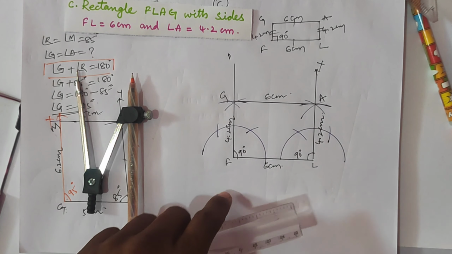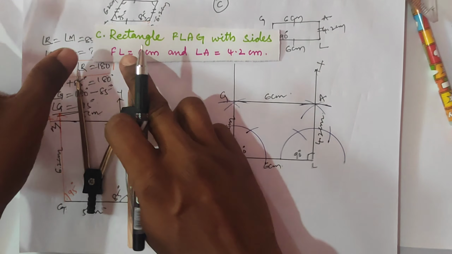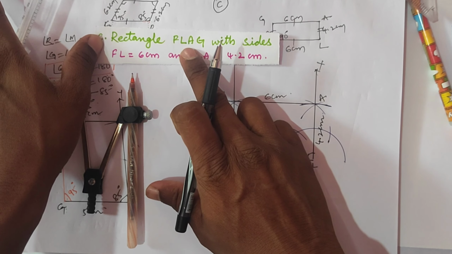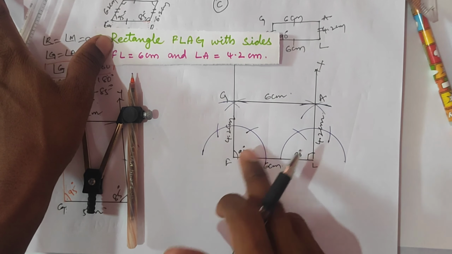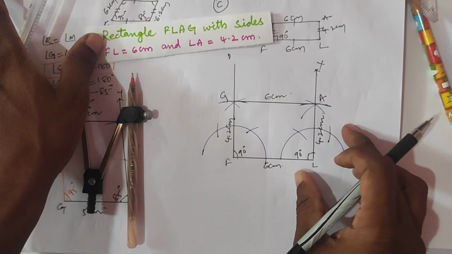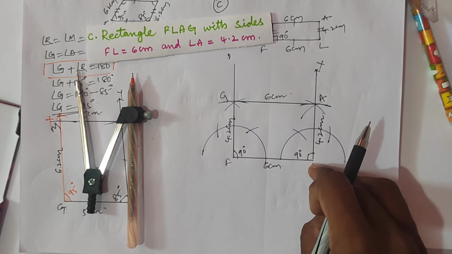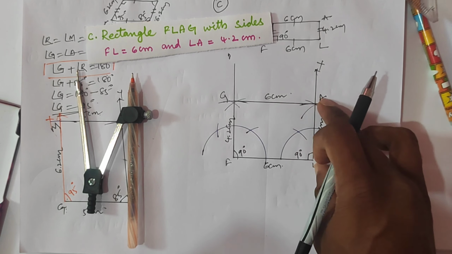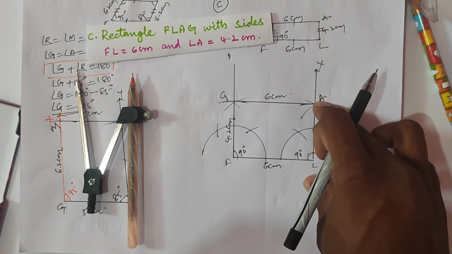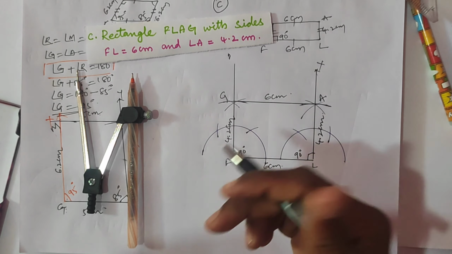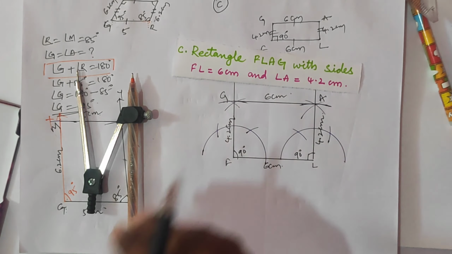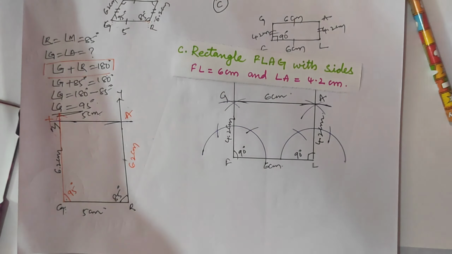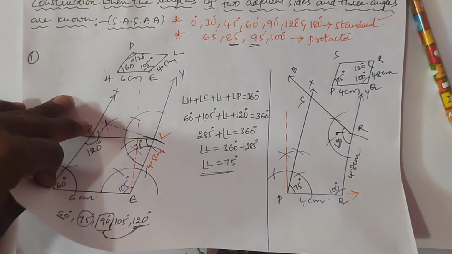Once again, given rectangle FLAG with only two sides given. We know that in a rectangle each angle measures 90 degrees. So we constructed 90 degrees first. With that we got a ray. We cut that ray at the given measure LA. We got an intersecting point. We join A to G. With that we got the required rectangle FLAG. Yes, with this our exercise 3.4 is completed.